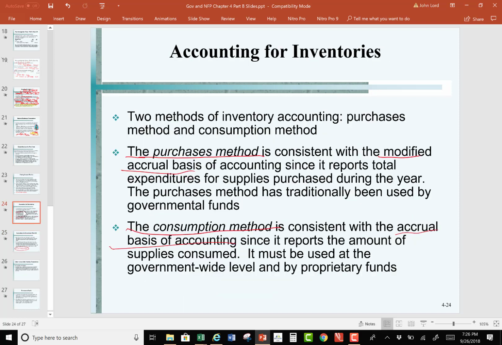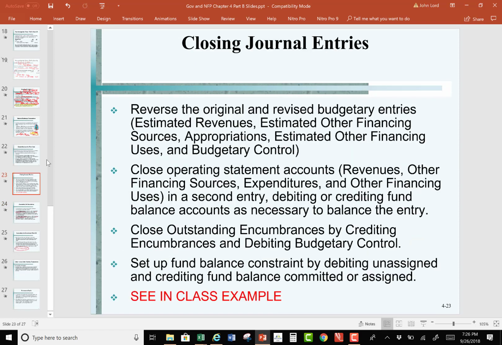Let's go ahead now and take a look at the closing journal entries. We've already gotten a look at the closing entries as related to that inventory example, but what I'm going to do is walk you through a comprehensive example of some of the stuff we've already talked about so we can see how we're going to close things out.